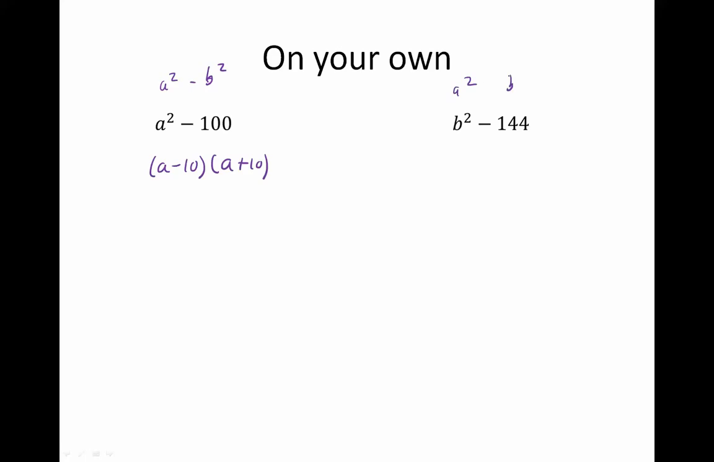This one. I didn't say it in the last video, but 144 is a square number, happens to be the square of 12. So this one will be b minus 12, b plus 12. Negative 12 times positive 12 is negative 144. Positive 12 plus negative 12 makes 0. Multiplies to be negative 144, adds to be 0.